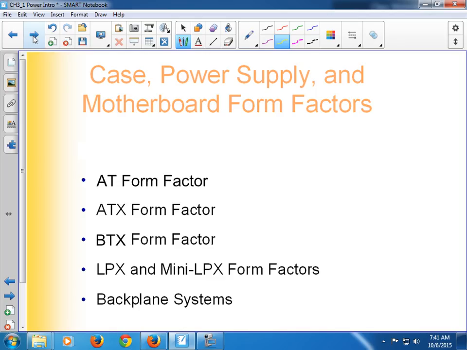Okay. Here are some common form factors, but this is the form factor we're going to be dealing with the entire time in this class. Okay? We're going to be talking about the ATX form factor. Everything you buy, every part you select, has to be an ATX form factor part. Okay?